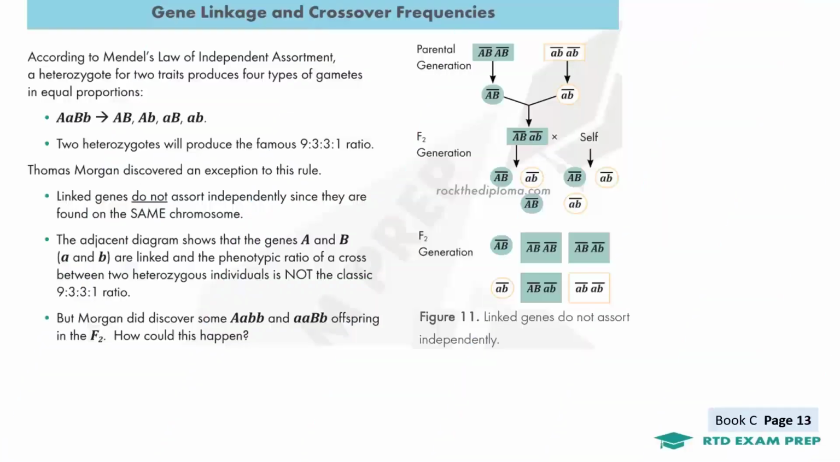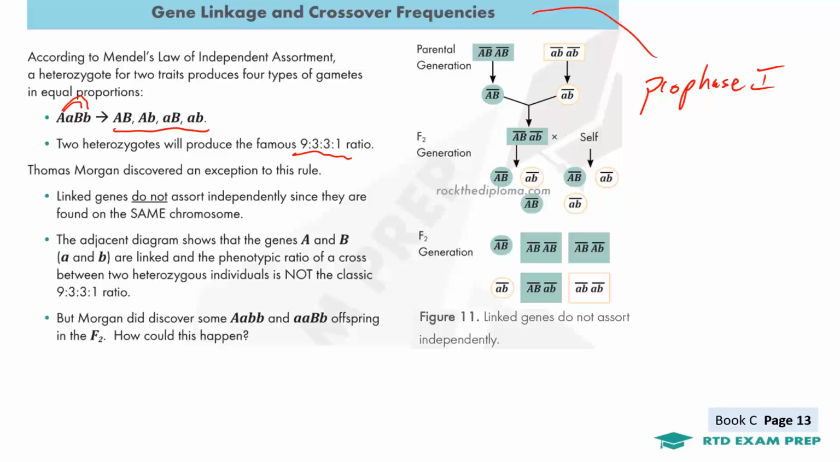As we move into gene linkage and crossover frequencies, remember crossing over was always in prophase 1. And as we talked about independent assortment, Mendel's law, remember how we were using the FOIL method to create our 4 separate types of gametes to produce that 9:3:3:1 ratio. Thomas Morgan discovered the linked genes and X-linked inheritance.